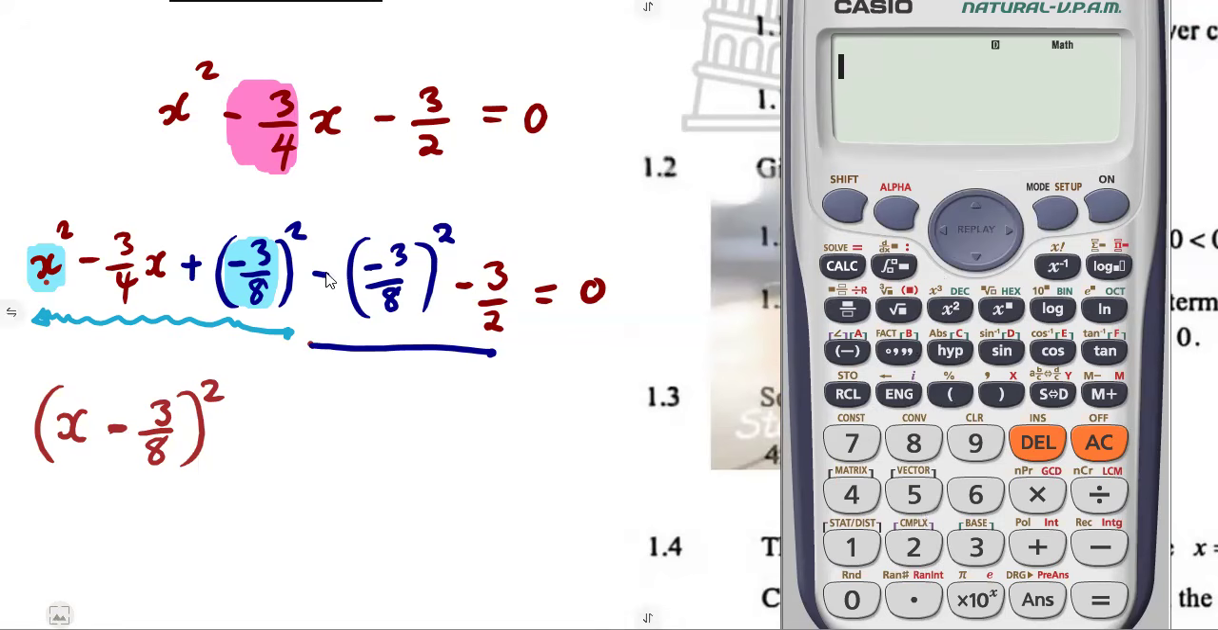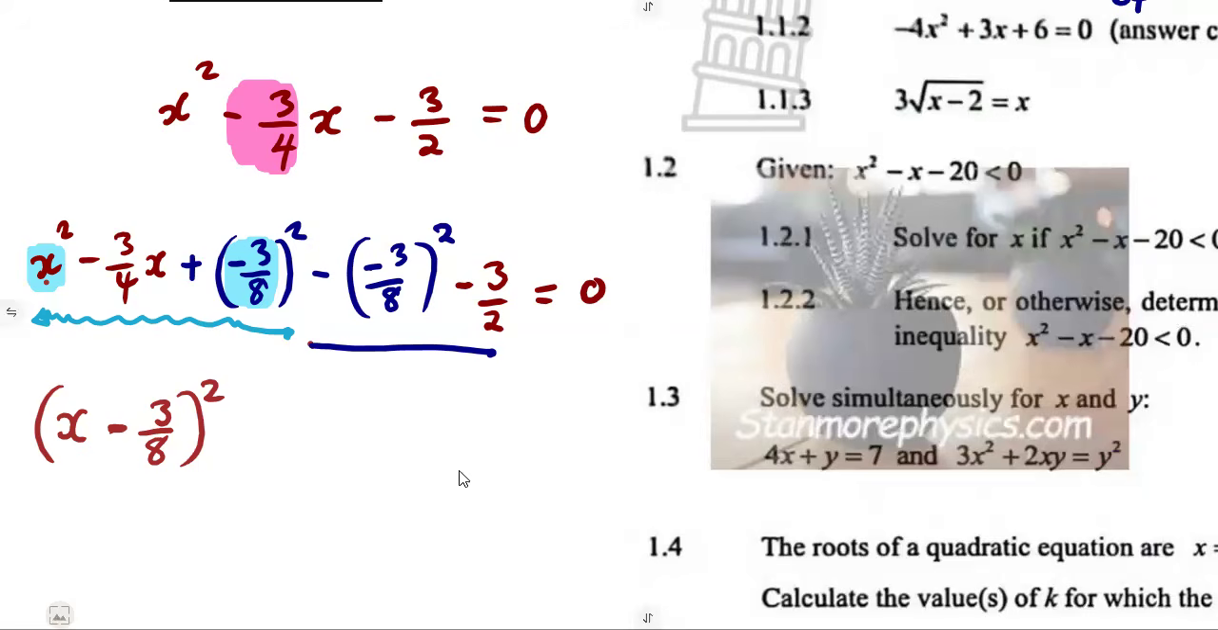All right, so there's a minus. Do not forget this. There's a negative there, so it's minus. Then open a bracket. We've got minus 3 over 8 squared, minus 3 over 8 squared, minus 3 over 2. All right, simplify this properly. That is going to give us minus 105 over 64. So we are going to obtain minus 105 over 64.